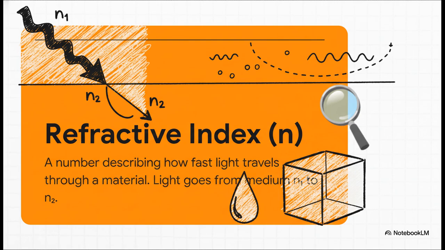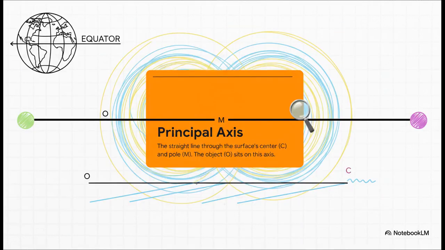So, first up is this letter N, which stands for the refractive index. The easiest way to think about this is as a material's light-bending power. Something with a high N value, like glass or water, is really good at slowing down and bending light. Air, on the other hand, has a really low N. In our setup, light starts in one material, which we call N1, and then enters the second material, N2. Simple as that.